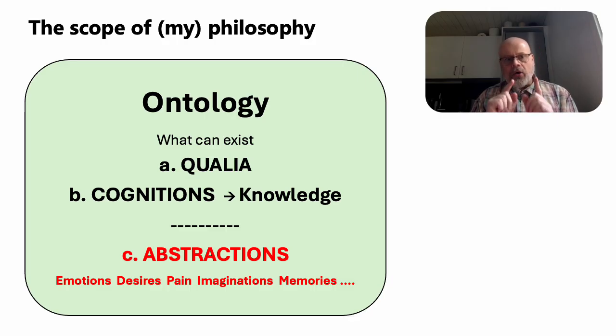Which is, all abstractions are dependent on qualia and or cognitions. If there was no qualia, there would be no cognitions. And if there was no qualia and cognitions, there would be no abstractions, in my opinion. That's basically an axiom you could say I have about how my phenomena work. So you can have abstractions only from qualia.